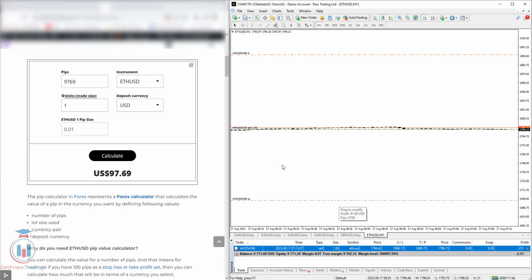This means that you can use this pip value calculator to calculate how much pips would be equal to in US dollar before opening an order. So this means before opening an order, you could calculate how much money you would make or lose on this trade based on the number of pips. So if everything is okay, if you are okay with the stop loss and take profit, you can simply open a new order with this number of pips set as a take profit or stop loss. So this is how to use this pip value calculator. You can change the number of pips here and click calculate for any deposit currency you would like.